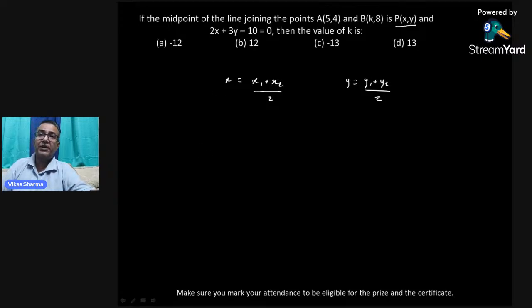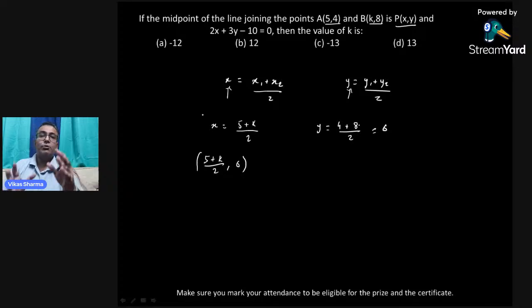So here we see that the midpoint is P, which is x comma y. We don't know this x, we don't know this y, but we have been given x1 and y1. We have been given x2 and y2, though x2 is equal to k, so that's what we need to find out. So let's see what x is equal to. X will be equal to x1, which is 5, plus x2, which is equal to k, upon 2. So x coordinate will be 5 plus k upon 2, and y coordinate will be equal to y1, which is 4, plus y2, which is 8, upon 2. So 4 plus 8 is 12, 12 upon 2 is equal to 6. So y coordinate is 6. So the point basically is 5 plus k upon 2, which is the x coordinate, comma 6. So that is our coordinate of the midpoint.